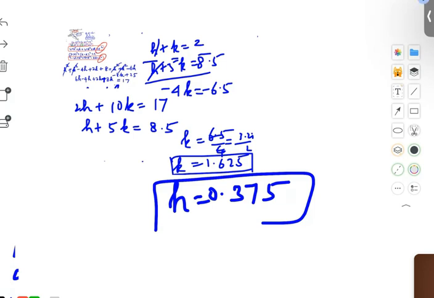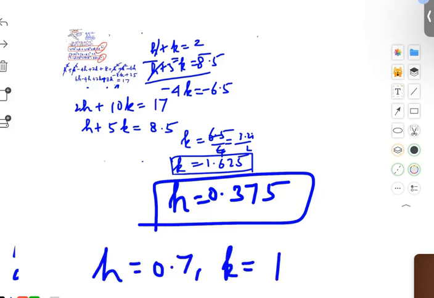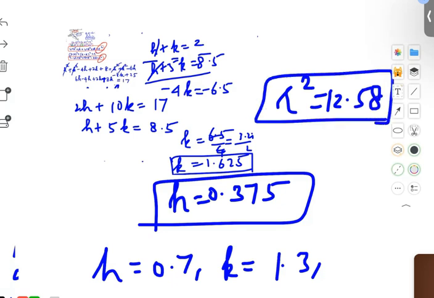But our answers were wrong. h is equal to 0.7, k is equal to 1.3, r square is 12.58. We did something wrong while solving. None of our answers are correct.